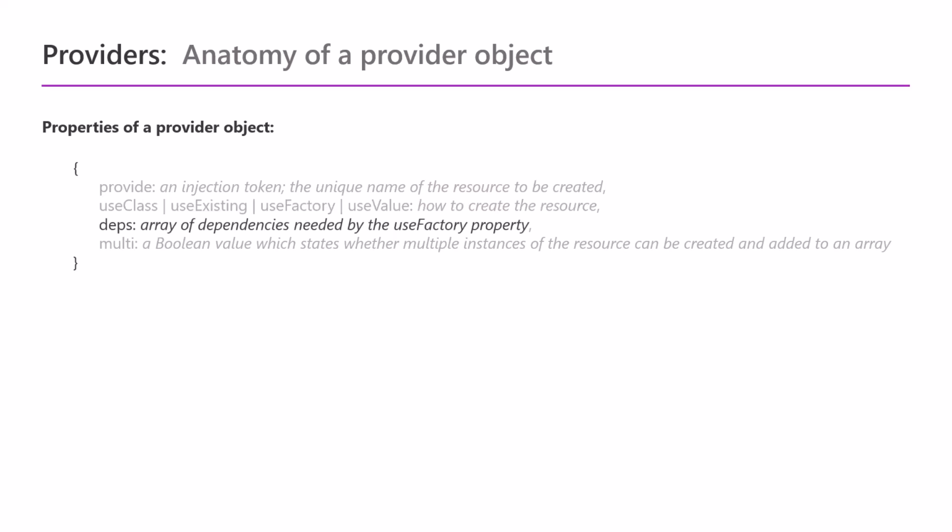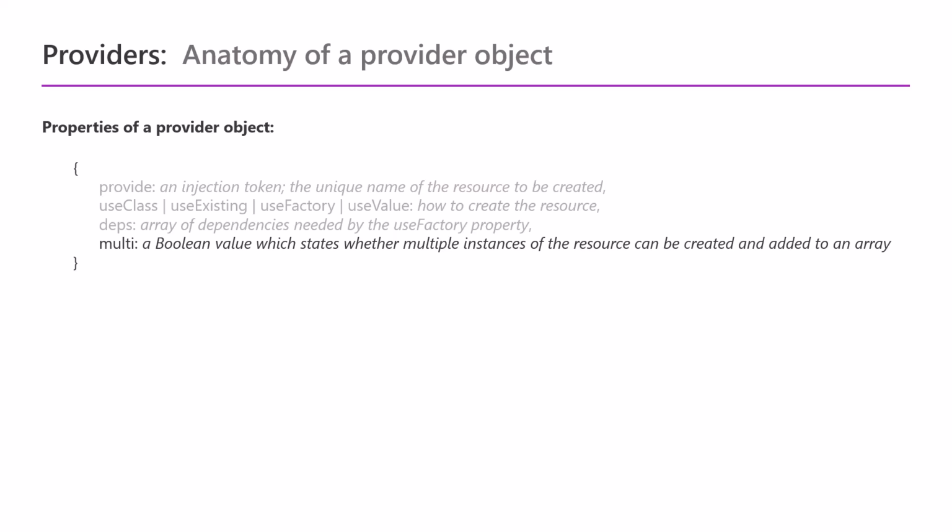The dependencies property, or deps property, is an optional array of dependencies needed by the useFactory property. So we only use the deps property when we use the useFactory property.